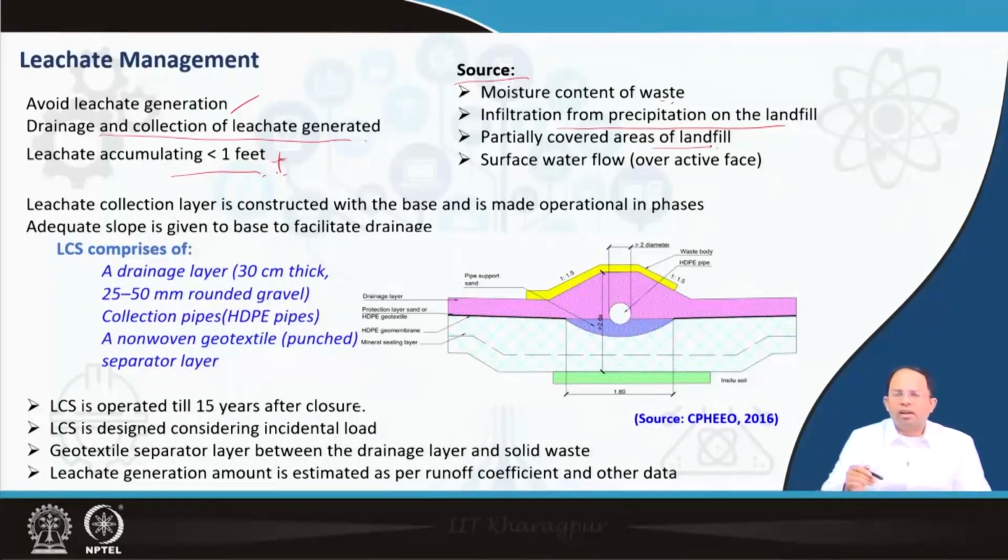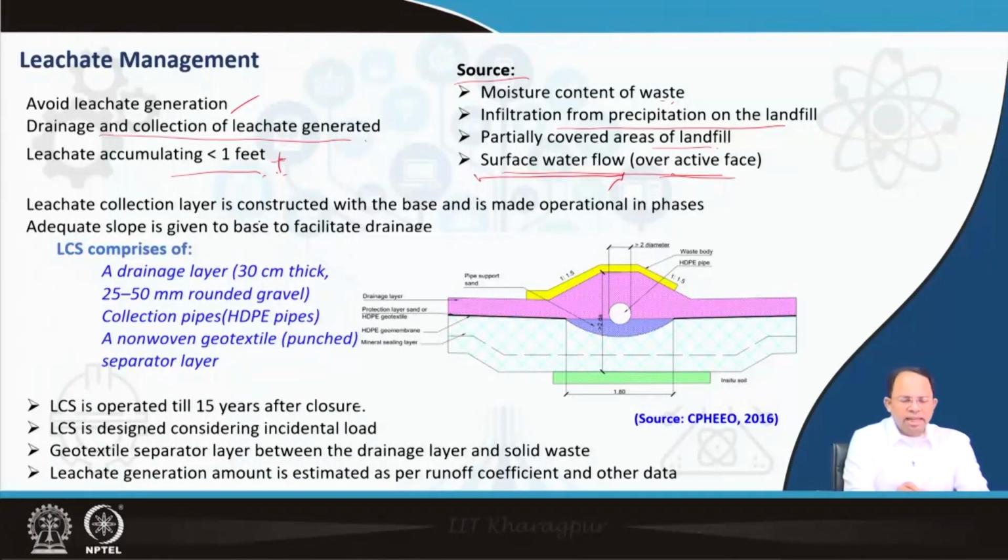Partially covered areas of the landfill and surface water flow over the active phase. In case surface water moves over the active phase, then also it will result in a lot of water infiltration, right? Of course, our goal is to prevent surface water from flowing onto the active phase of the landfill; the water should not be drained there.